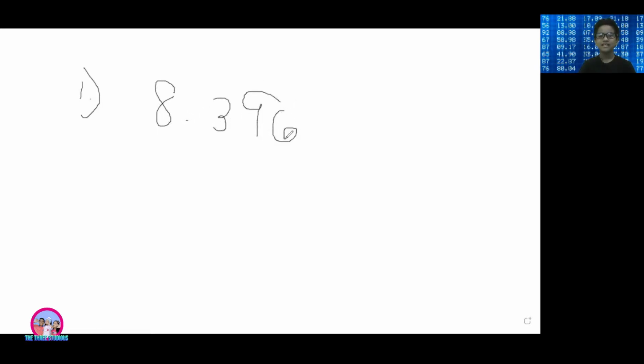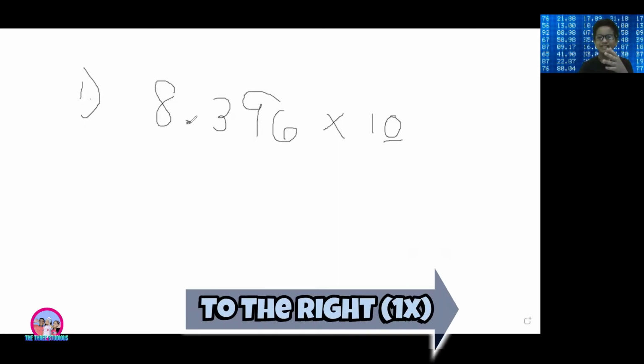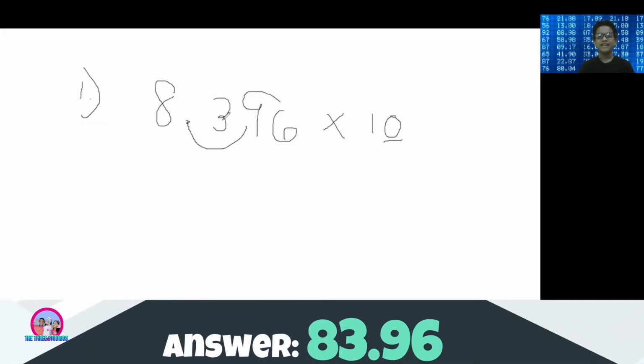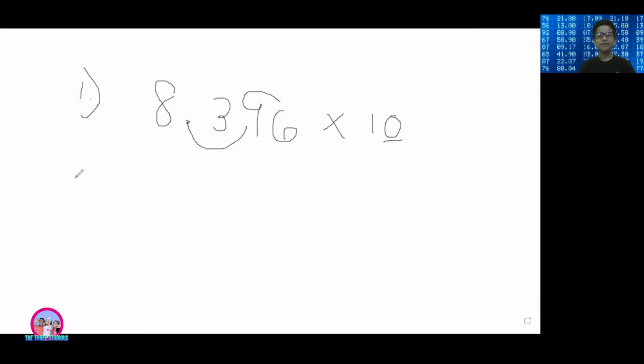8.396 times 10. Now, since 10 has 1 zero, we will move this decimal point to the right. So, 1. Our answer is 83.96.